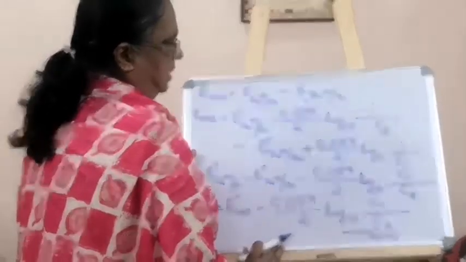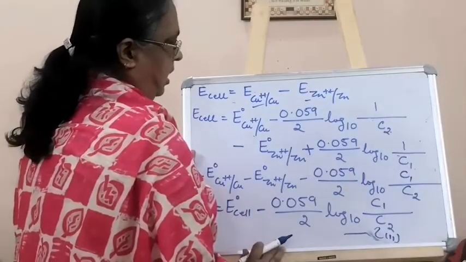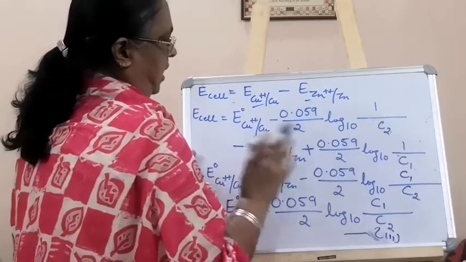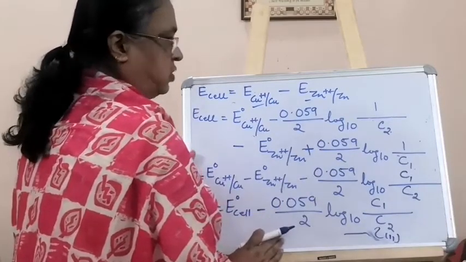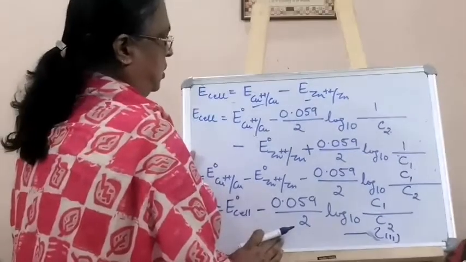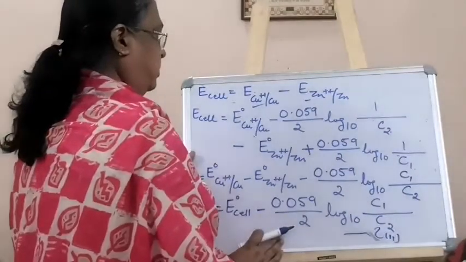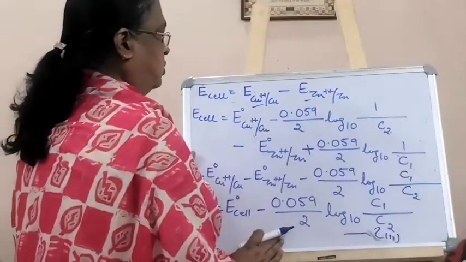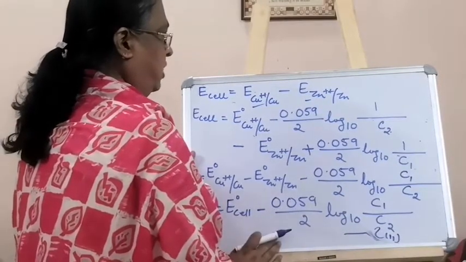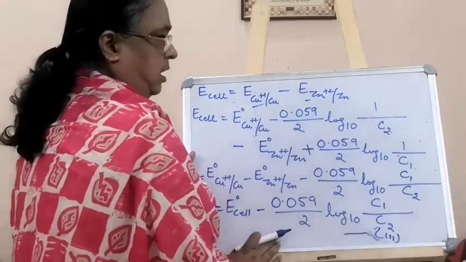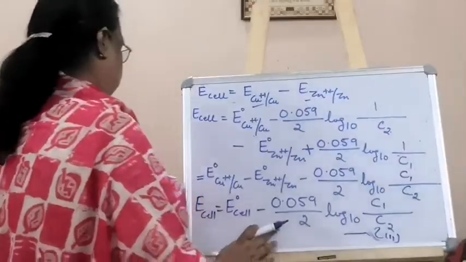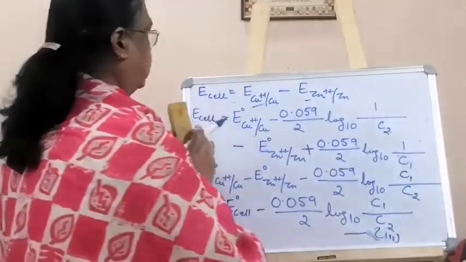Or you can take this for any galvanic cell when both the half cells have metals which have the same valency. Valency of zinc is 2, valency of copper is 2. So you can use this for any galvanic cell when both the anodic metal and the cathodic metal have the same valency.